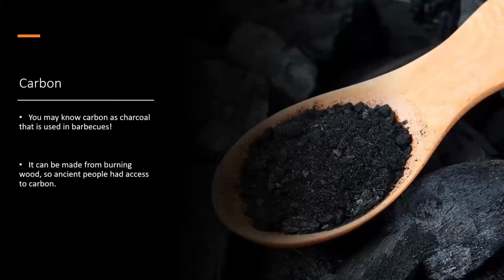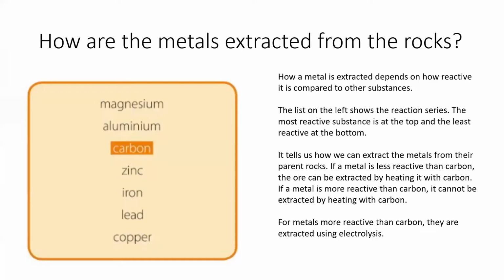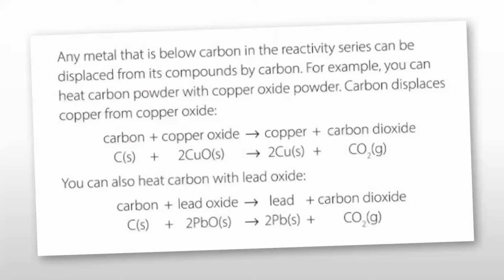So just to be sure what carbon is, you may know carbon is charcoal that's used in barbecues. It can be made from burning wood. So ancient people had access to carbon. So ancient people had access to zinc, iron, lead, and copper, but not magnesium, aluminium. They needed technology to advance to get those.